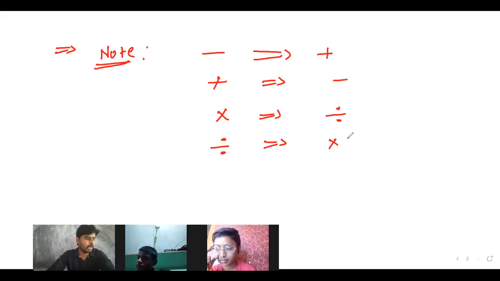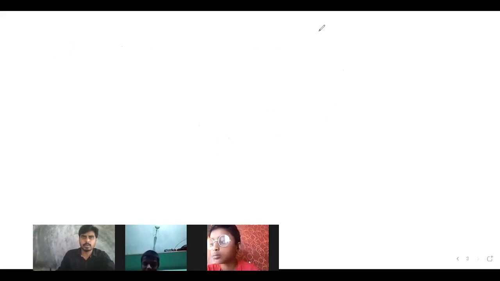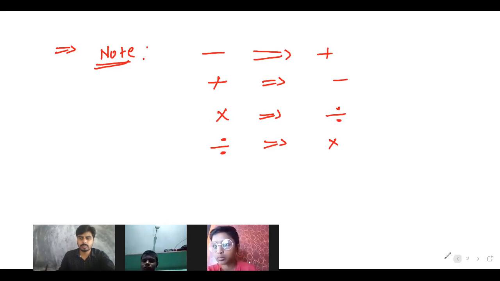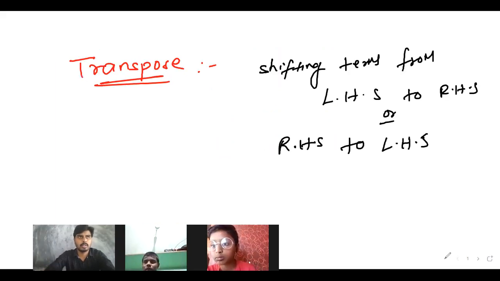Remember with one example. I will give you one example for each case. Remember with that. This is the shifting of terms from LHS to RHS or RHS to LHS. That is nothing but transpose.